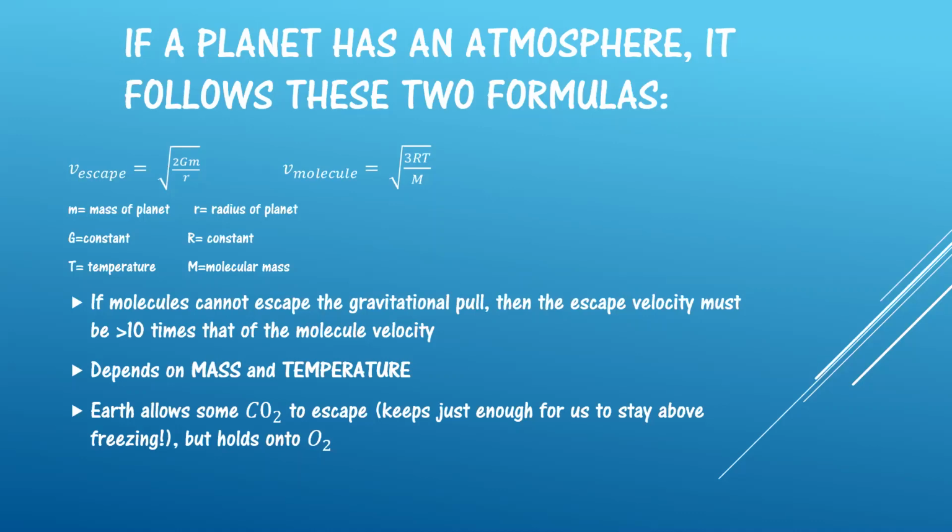So if molecules cannot escape the gravitational pull, then the escape velocity must be greater than 10 times that of the molecule velocity. So a lot of planets don't follow this gravitational pull, and therefore they lose the molecules that they need to survive and to make this atmosphere. Again, luckily, Earth has enough pull to where it keeps some CO2, but also allows some to escape, keeping just enough for us, to what we need from CO2 and to keep us above freezing. But then it also holds on to this oxygen that we need to survive.